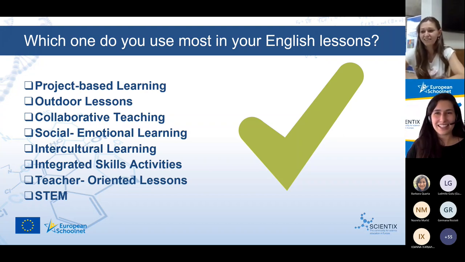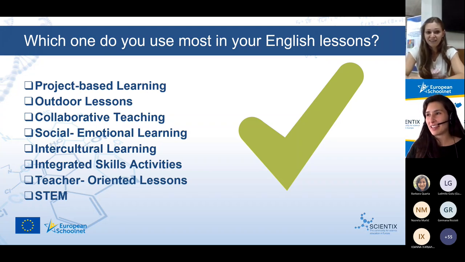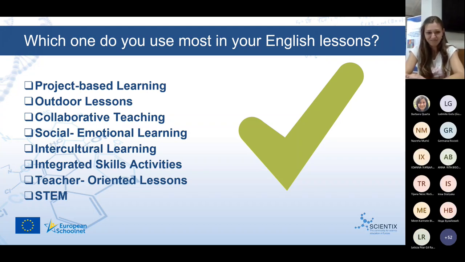Yes, we already have some participants saying they use PBL, STEM, social and emotional learning, outdoor lessons, project-based learning for science, collaborative teaching. Someone else also says outdoor lessons, from many different countries. So this is very interesting. All the above, but teacher-oriented. Someone else is saying collaborative learning, PBL, outdoor lessons, STEM, social and emotional learning. It seems that many teachers are already using these kinds of strategies in their lessons. Well, I want to say that you can do all of these by integrating STEM activities in your classes.